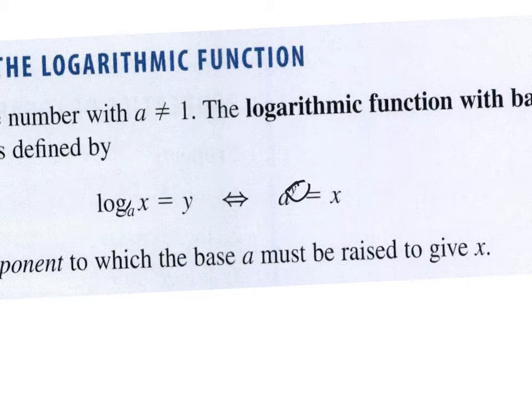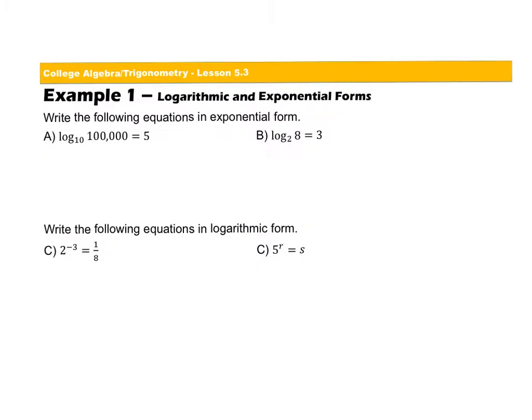There is a relationship between these two things. They all have the same numbers or letters in them, don't they? You see how it says A, X, and Y? It's just a matter of where things go. When you're moving from one form to another, in logs, your A is little. In exponential, your A is big. It's the base. And then what do you notice the X and the Y do? They switch sides, okay? So we're going to talk about that. It makes more sense when we look at it with numbers.